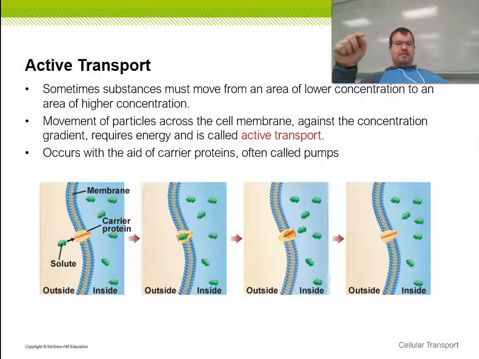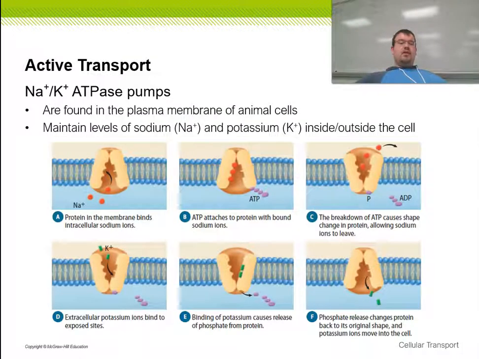And we're going to talk about a specific one here in a second, which also shows a very, very creative way that our cells work. So here's the one that I was talking about, the sodium-potassium ATPase pumps. These are found within the plasma membranes in the cells, and they maintain levels of sodium and potassium inside and outside the cell. So an example of this is what happens. Here is this pump that we're talking about. You can see it embedded in this membrane over here.